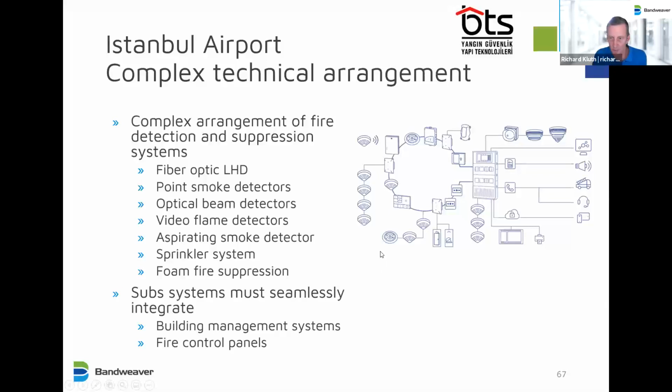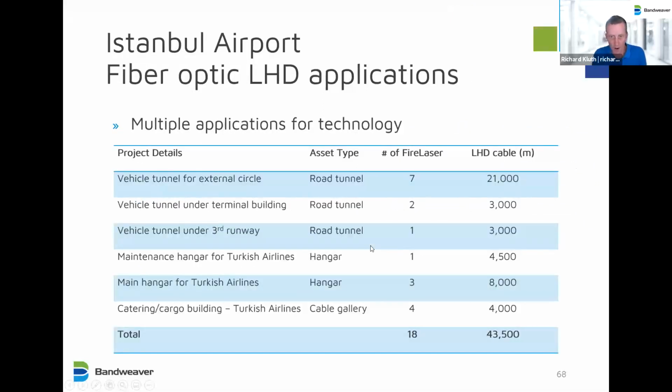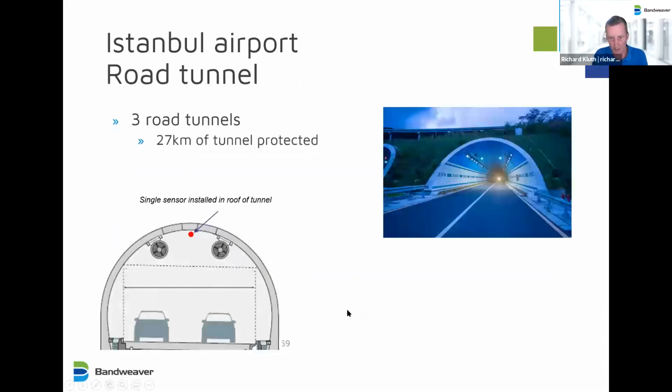So, with our system, we didn't know which system we were going to integrate with. We didn't know which, so we had to have a very flexible architecture. We've installed with BTS Yangin 18 systems to date, with more than 43,000 meters of cabling in road tunnels, hangars, and cable galleries. So we'll look at some of these examples within the airport.